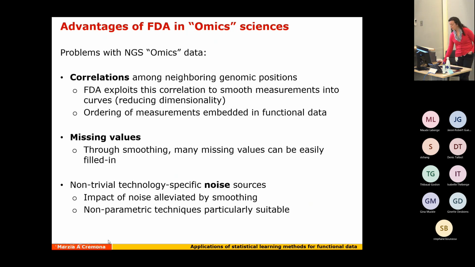And finally, the noise. We have a lot of noise, but the noise is also complex, so it is not very easy to model. And functional data methods are usually non-parametric, so they allow us to deal with this noise in a non-parametric way.